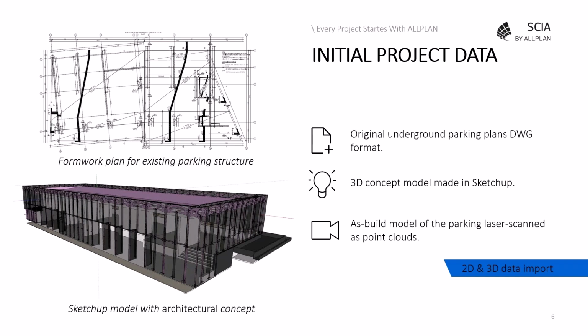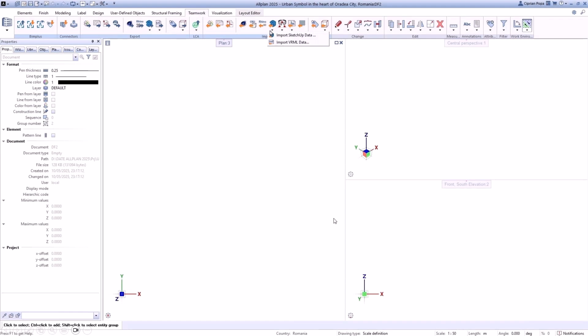So this concept, many artists and many architects like to work in SketchUp. It's an easy to use tool. So the data was mostly 3D surfaces. This is what we got from SketchUp. And from a structural existing infrastructure point of view, the data that we received was 2D formwork. So this is how we started, and we can see how we import such data.